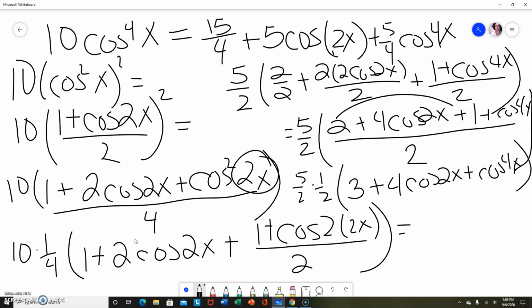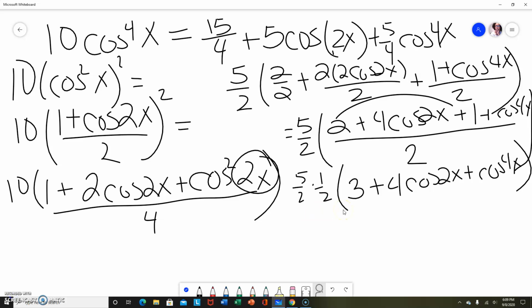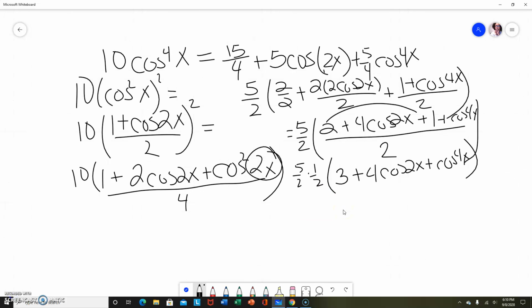And truly I have run out of space. So I am going to pause it just for a second to erase some of my work. Okay, sorry about that. All right, I should have done that to begin with. I just made everything smaller.